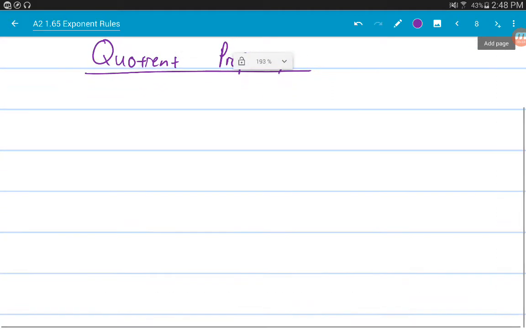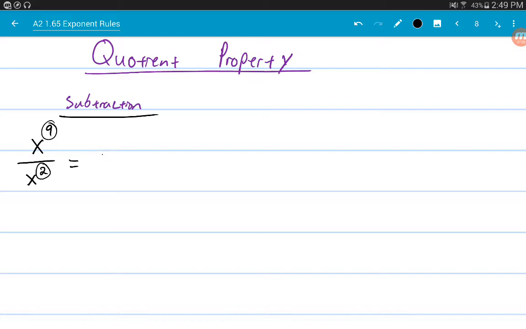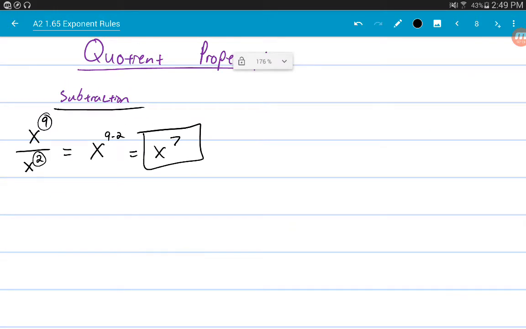I want to show you two different ways to look at this. I'm not going to do this with an example on the handout. I'm going to make this up myself, okay? So you can think of it as subtraction. And if you do it that way, I'll give you an easy example. If I had something like this, x to the 9th over x squared, 9 minus 2 is 7. That's one way to do it.